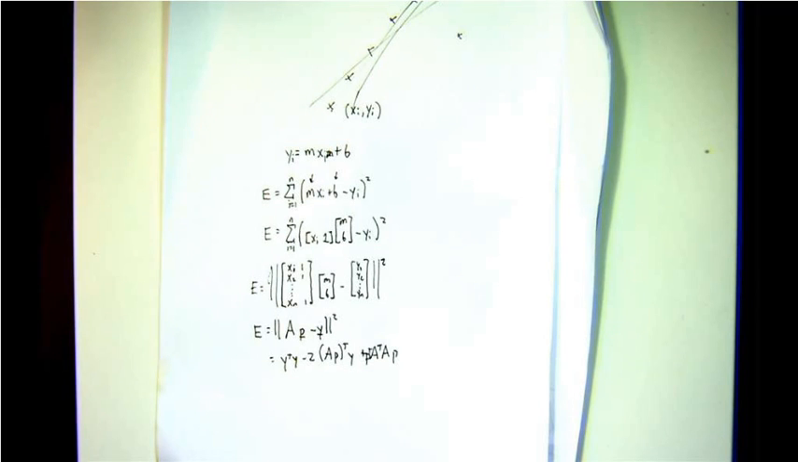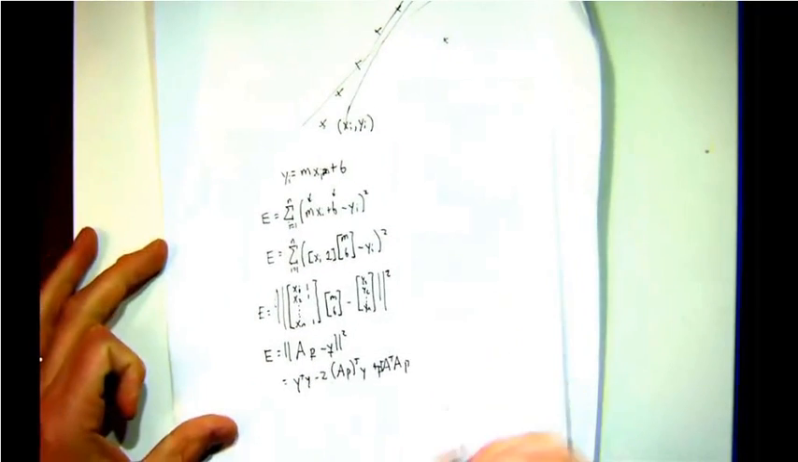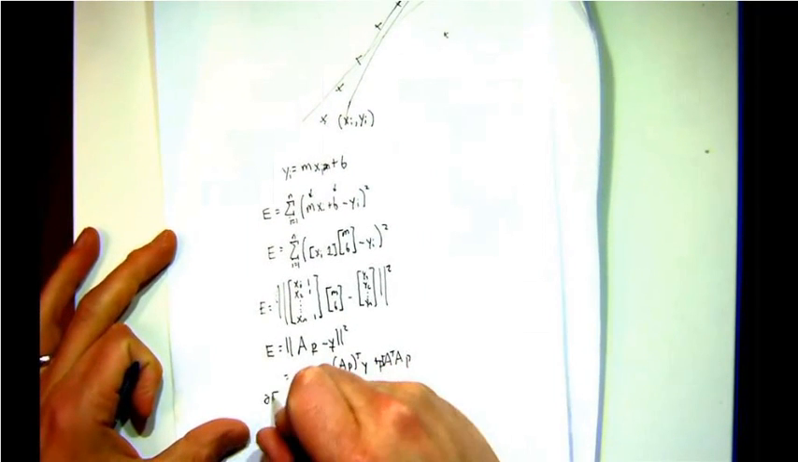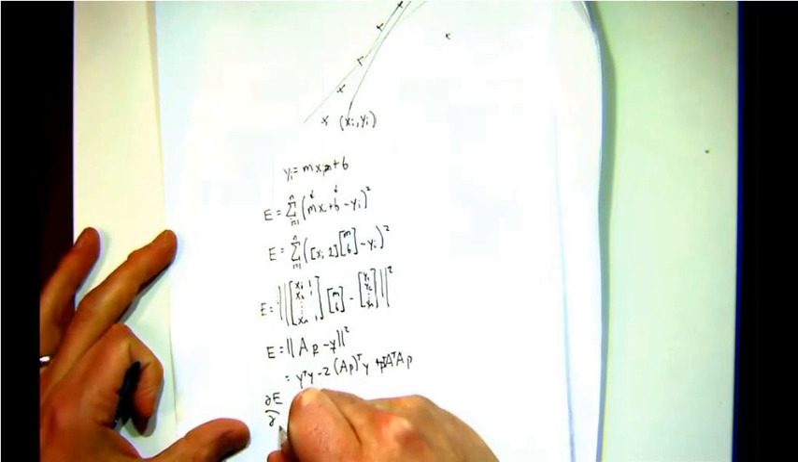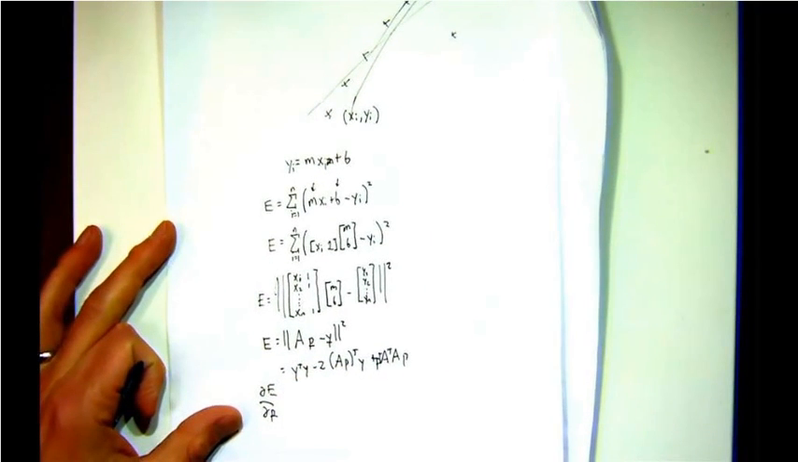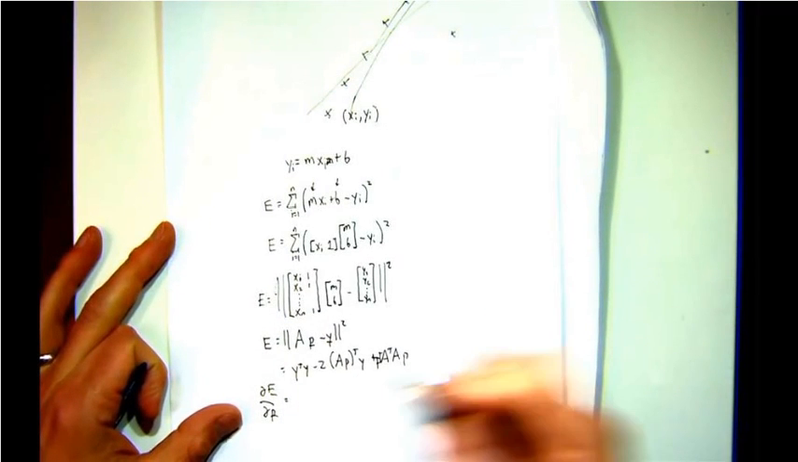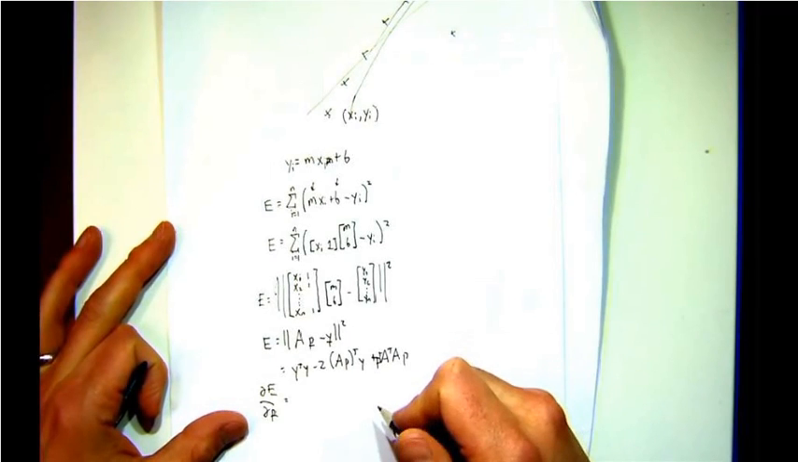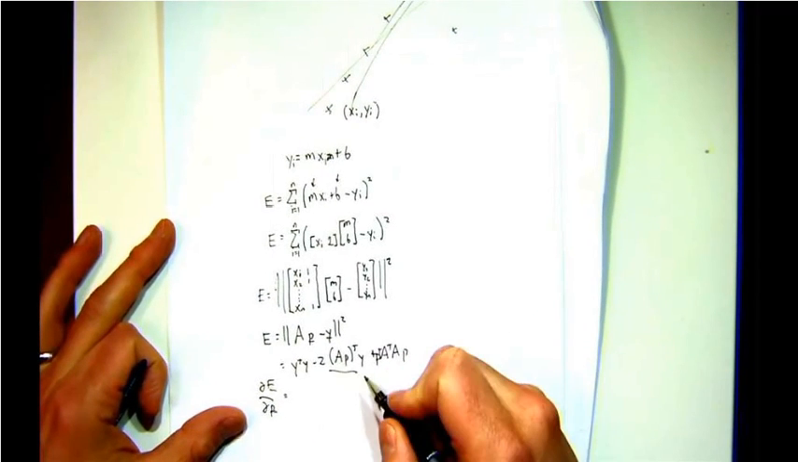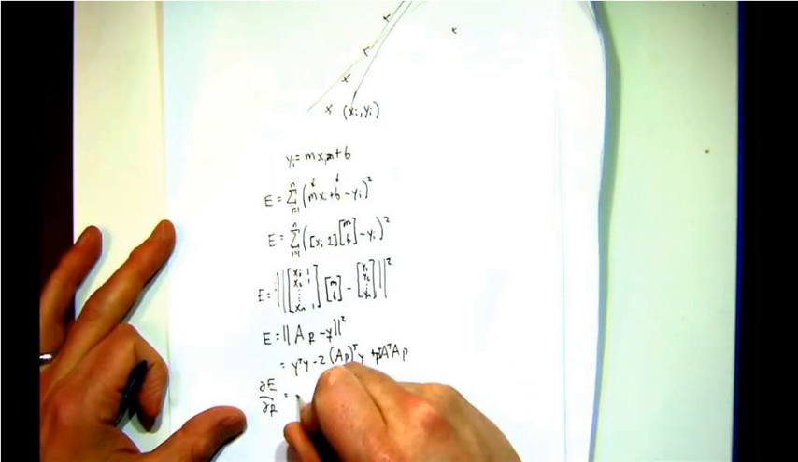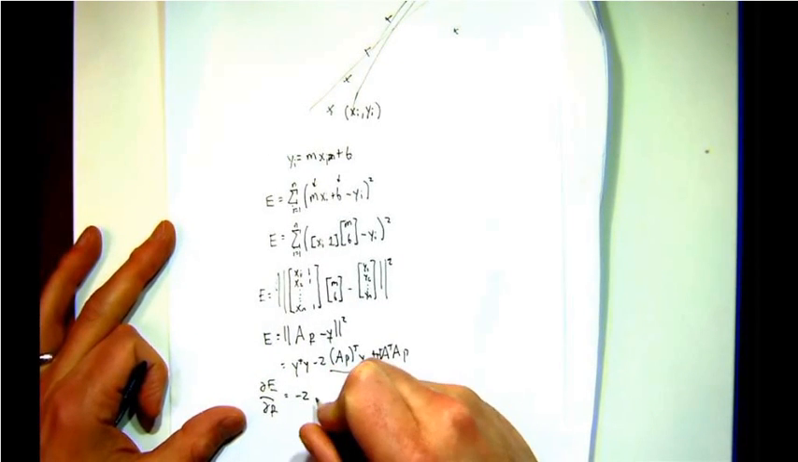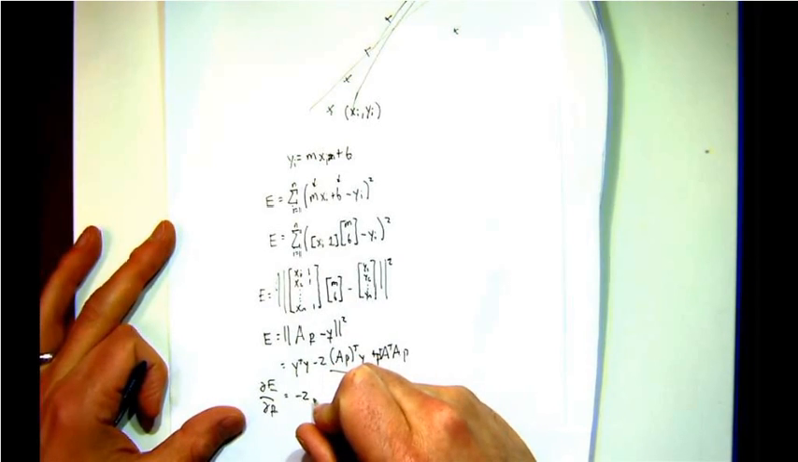You just need to be careful about, when you do the derivative of P transpose AP, do you keep the P transpose or do you keep the P? So if I take the derivative of E with respect to my vector P, then the derivative of Y transpose Y is, of course, 0. Then the derivative of this term here is minus 2 A transpose Y.